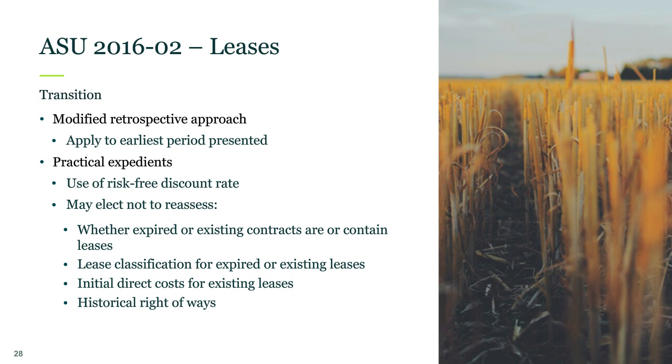So if there's old contracts that a company's operating under, and they've already previously assessed whether or not there were leases under the old guidance, they don't need to go back and reassess those. Entities do not need to reassess the classification for any expired or existing leases. So old operating leases will be classified as operating leases and get moved over to the balance sheet. Old capital leases will continue to be accounted for as they were and be classified as a finance lease.